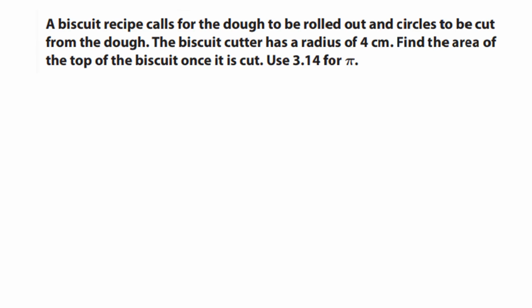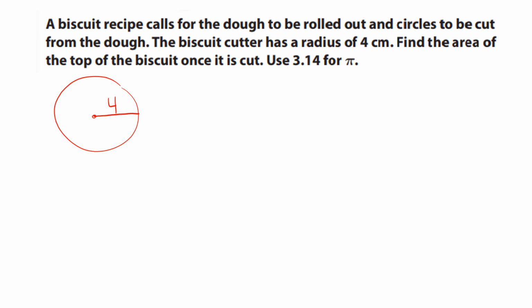All right, circle area part 2, getting a little bit deeper into this. Okay, there's some word problems. A biscuit recipe calls for the dough to be rolled out in circles to be cut from the dough. The biscuit cutter has a radius of 4 centimeters. So each biscuit is a circle and the radius is 4 centimeters. Find the area of the top of the biscuit once it is cut.